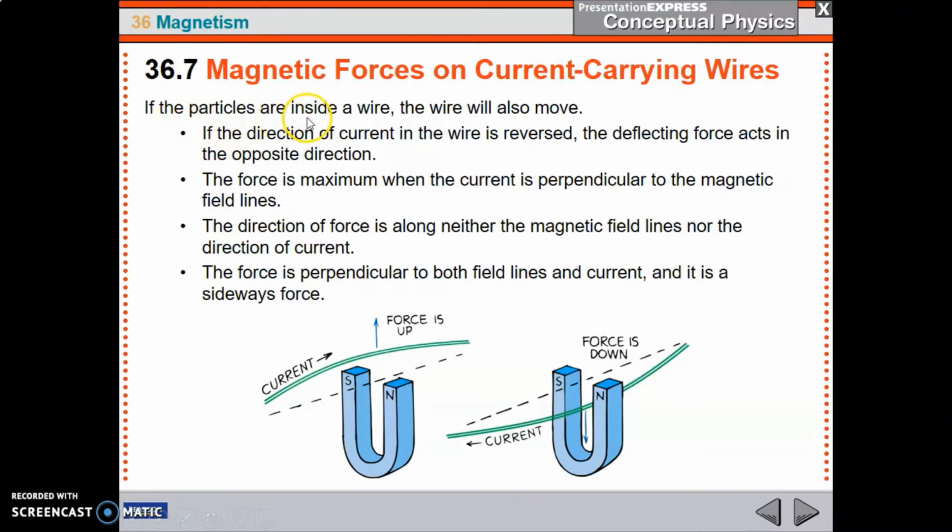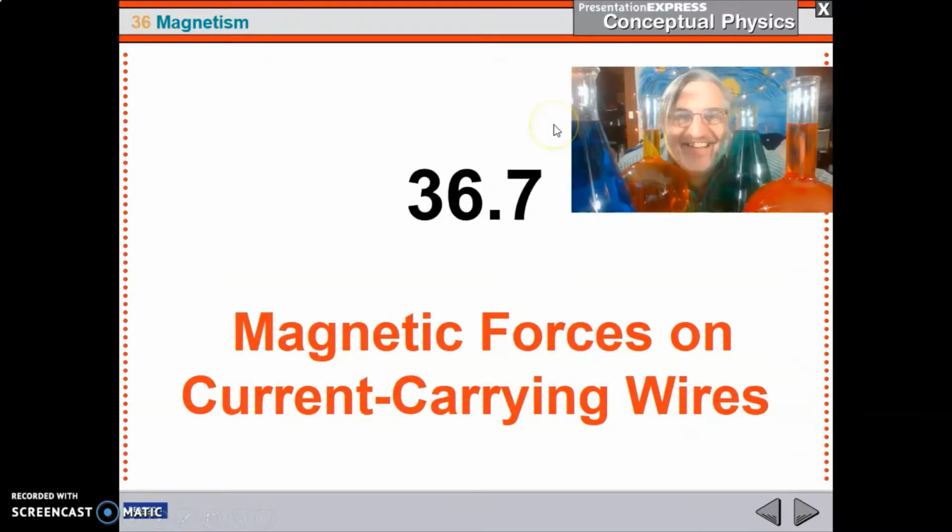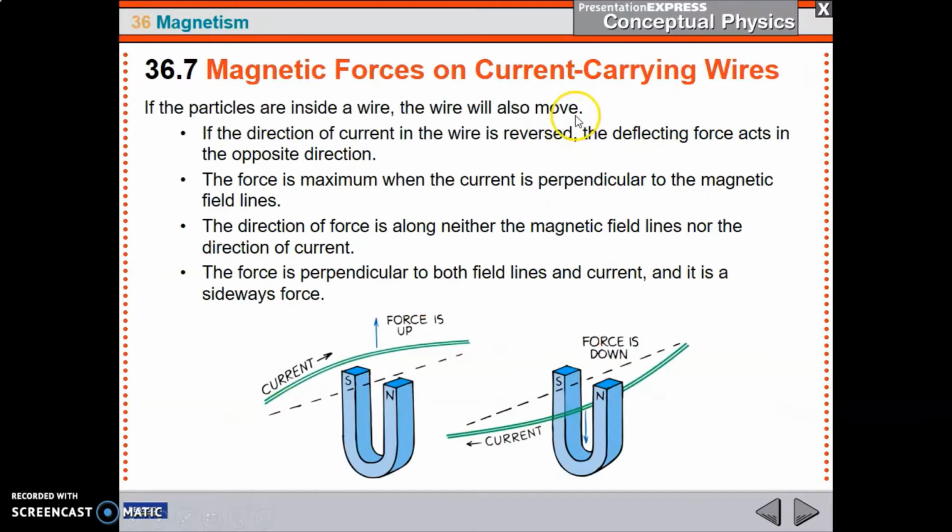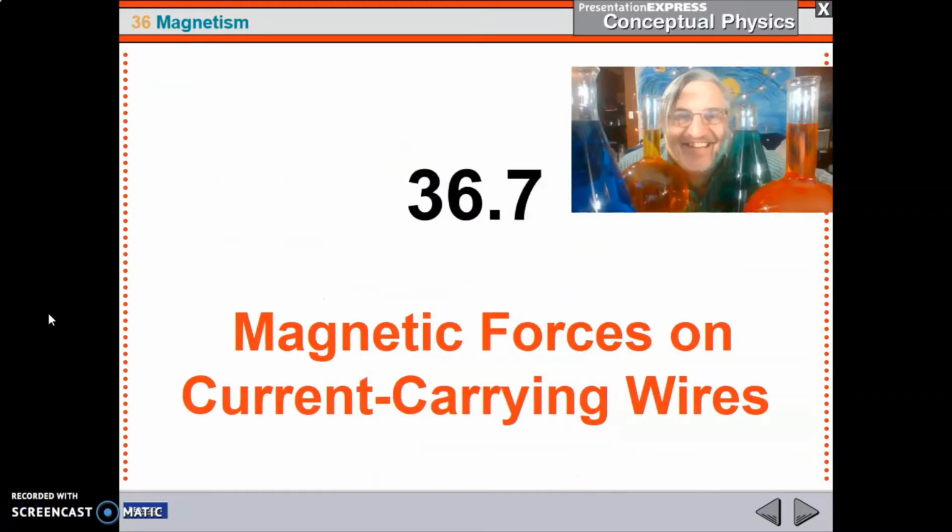If the particles are inside a wire, whoops, the wire will also move. It seems like it's starting in the middle of something. Let's go to a video.